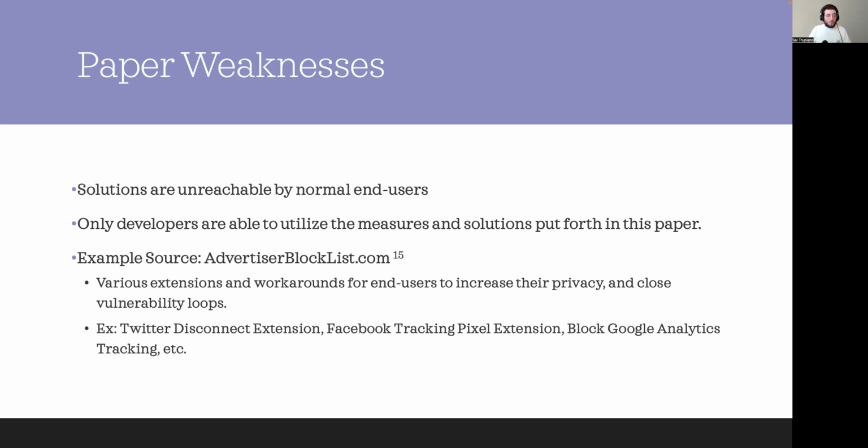For example, I did some Google searching and found this website called advertiserblocklist.com, and they list various extensions and workarounds that end users can use to install and prevent social media sites from tracking their activity across the internet. Various suggestions include mainly browser extensions that block tracking and analytics from taking place. For example, they have a Twitter disconnect extension, Facebook tracking pixel extension, and blocking Google Analytics tracking extension, and much more. I believe including this would be able to educate end users better if an end user were to be reading this, and maybe give them some insight as opposed to a high-level theoretical implementation that hasn't been proven out yet on a large scale.